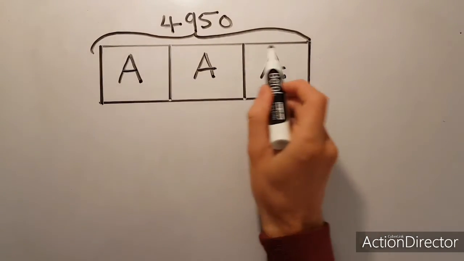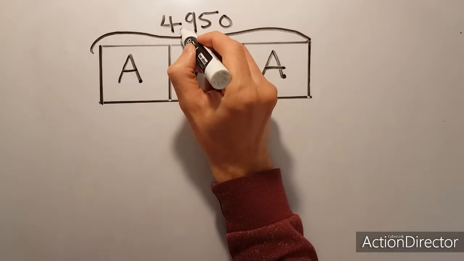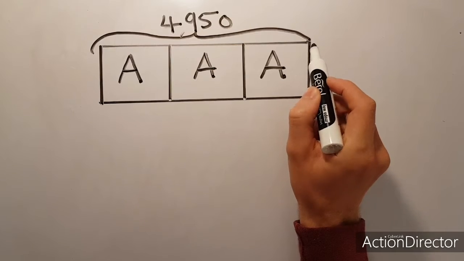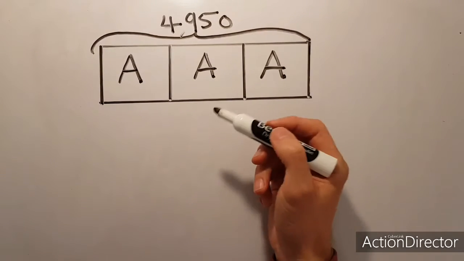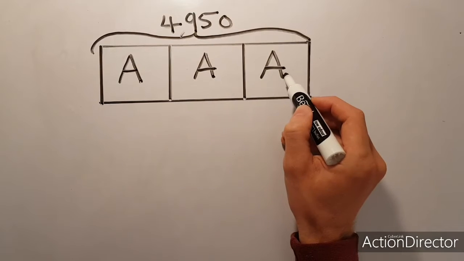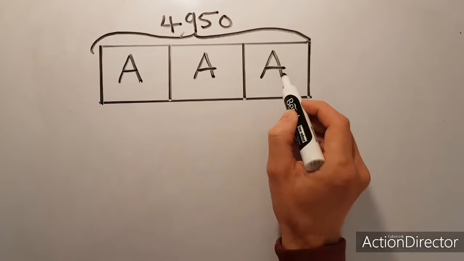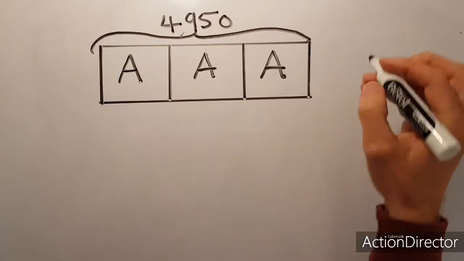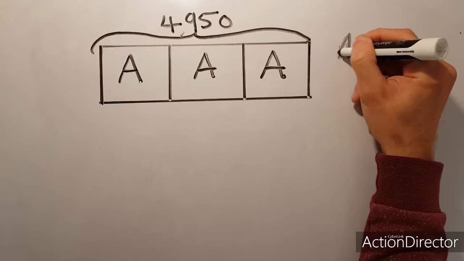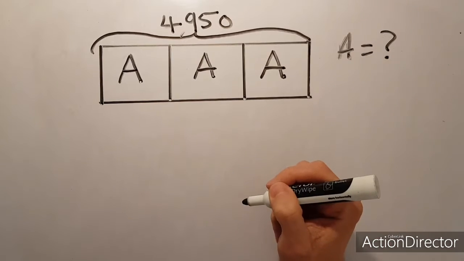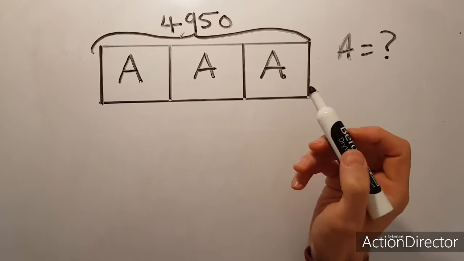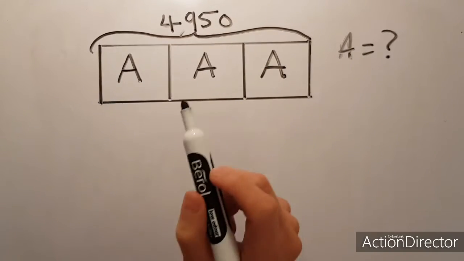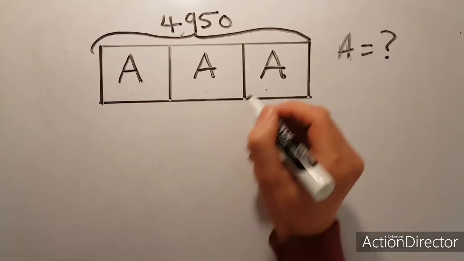The whole of my bar, the total of my bar, is 4,950. So that's what the whole bar is. My bar is split into three equal parts, A, A, and A, and the letters are the same in each, which means that these are definitely equal. My question is this: what does A equal? So when you have a calculation that looks like this, I know the whole bar is 4,950 and I need to calculate what one part equals.